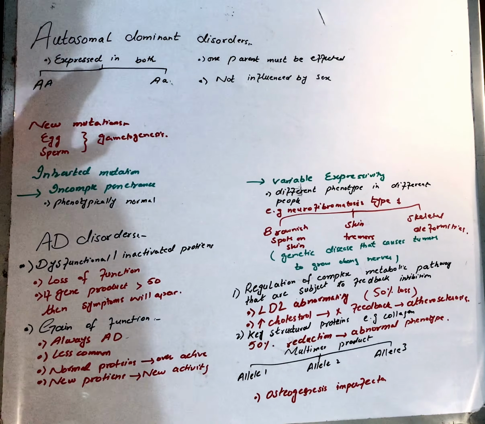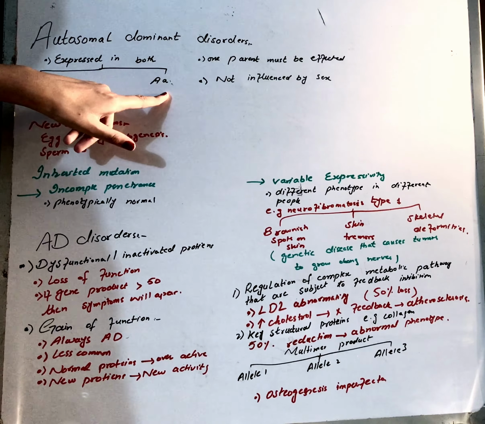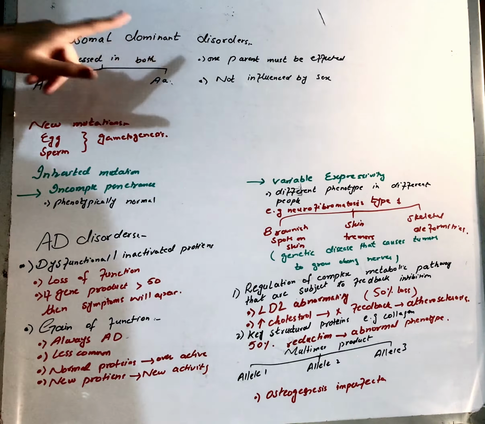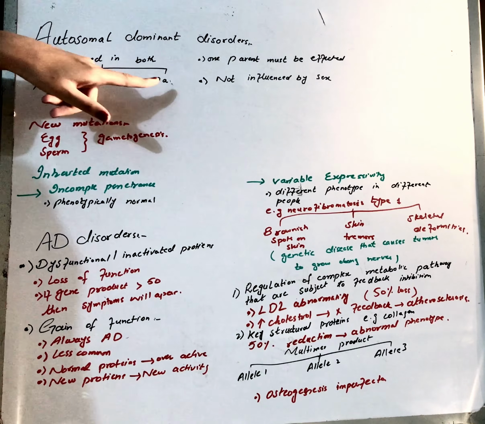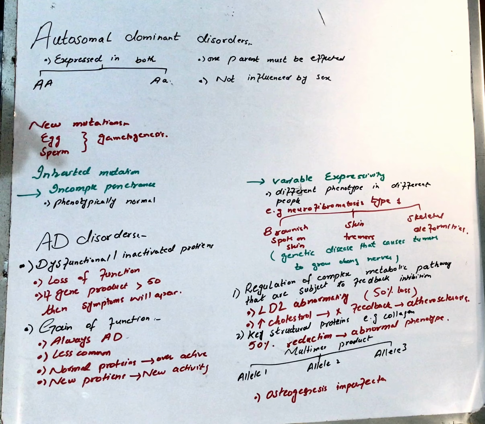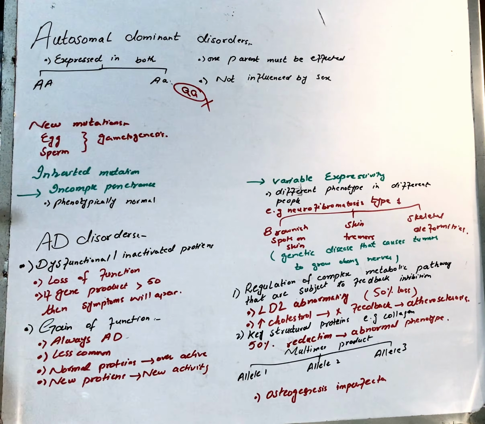Now autosomal dominant disorders will be expressed in both these conditions. As I have told, as the name depicts, dominant, there must be one allele dominant. In this situation both alleles are dominant. In this situation one allele is dominant, so there will be expression of that disorder. But in the recessive condition there will be no disorder manifestation.